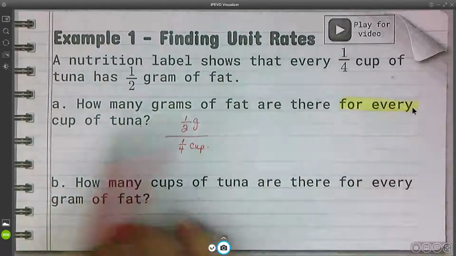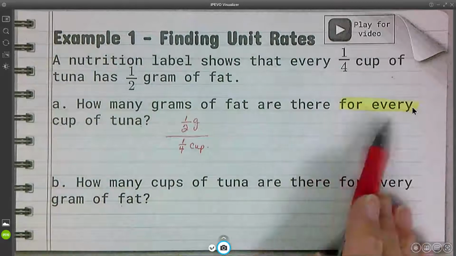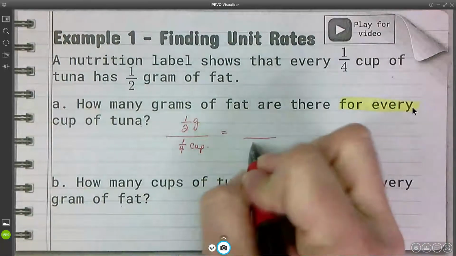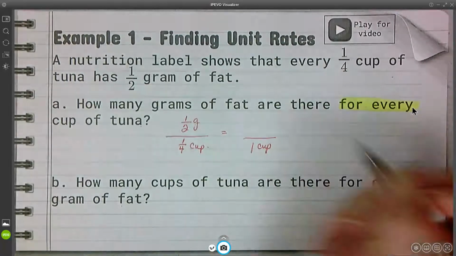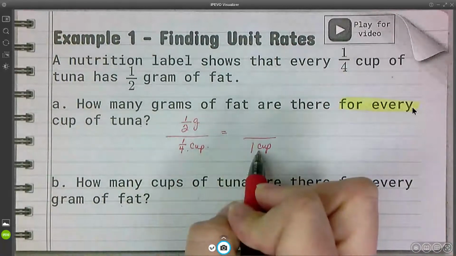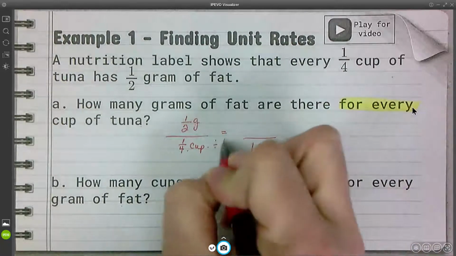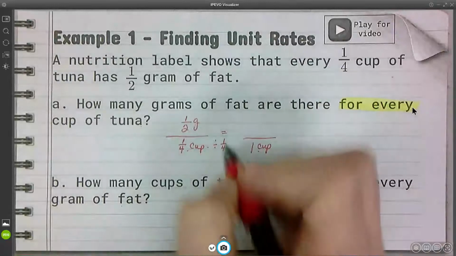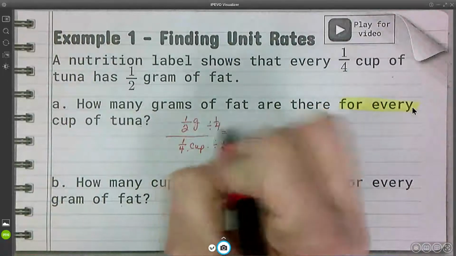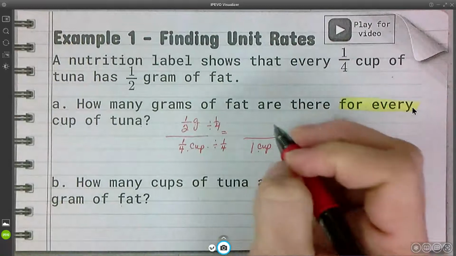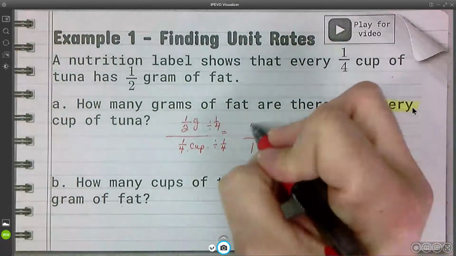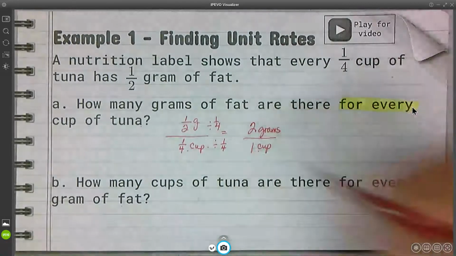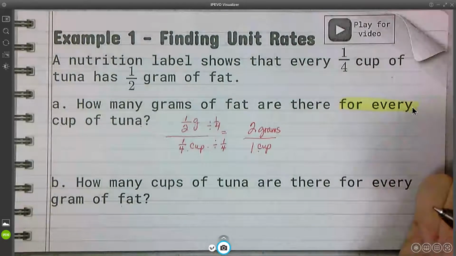Now they're asking us how many grams of fat are there for every cup of tuna. So they're saying for 1 cup of tuna. So they're asking us to find the unit rate. And to turn this 1/4 into 1, we have to divide by itself because every number divided by itself is 1. And since I do it to the denominator, I have to do it up in the numerator. And 1/2 divided by 1/4, when you plug that into your calculator, you get 2. So there's 2 grams of fat for every 1 cup of tuna.